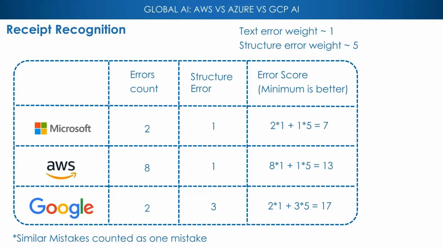So now, if you look at the data, Google only has 2 errors and Amazon's got 8, but Amazon actually wins on the total score because the weighting is more on the structure, and Google messes up structure thrice and Amazon only once, and so does Microsoft. But Microsoft also has a pretty low error count. It's 2 and 2. So Microsoft's a clear winner here, 7, and AWS is 13 and Google 17. But keep in mind, if you're only looking at error count, Microsoft and Google end up actually winning. But if you're looking at structure, it's basically Microsoft and Amazon.